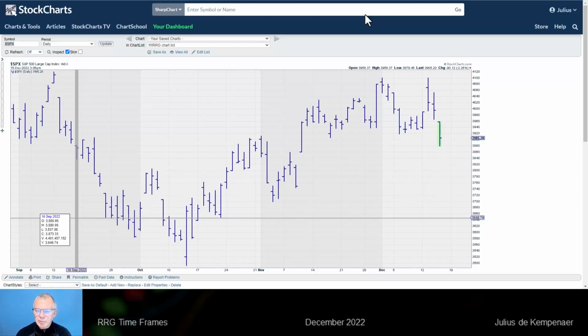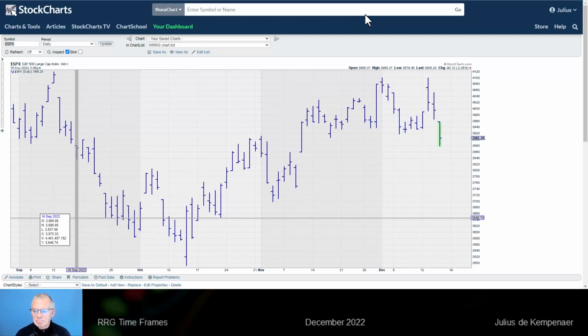What are time frames anyway? When we talk about time frames in technical analysis, what we mean with a time frame is the periodicity, the interval between the observations on our chart.